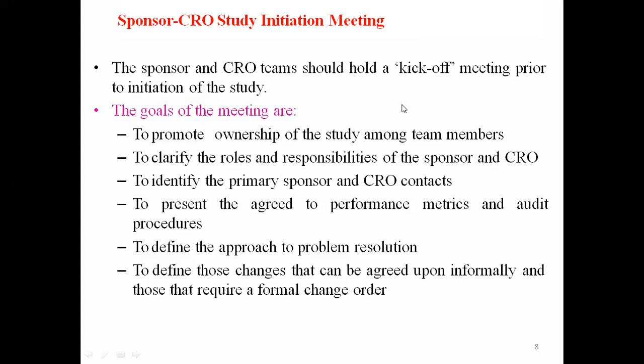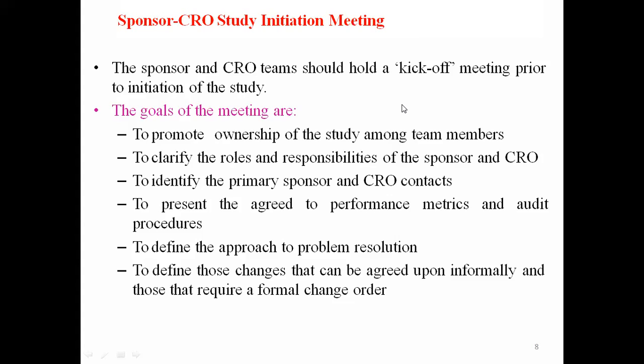Whenever they conduct the meeting, the agenda should be to promote ownership of the study among the team members, and to clarify the roles and responsibilities of sponsor and CRO. What are the exact roles they have to perform in the research itself? Also to identify the primary sponsor and CRO contacts, and to present agreed performance metrics and the audit process. Whenever there is any kind of audit, what things the sponsor side will perform and what the CRO side has to provide.